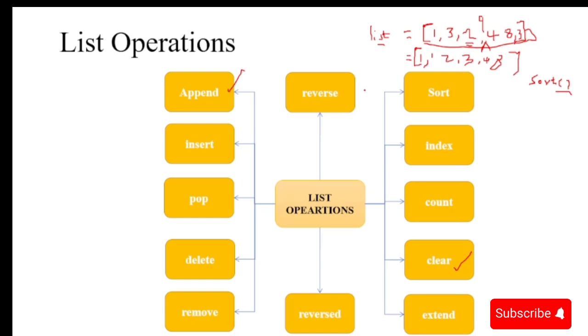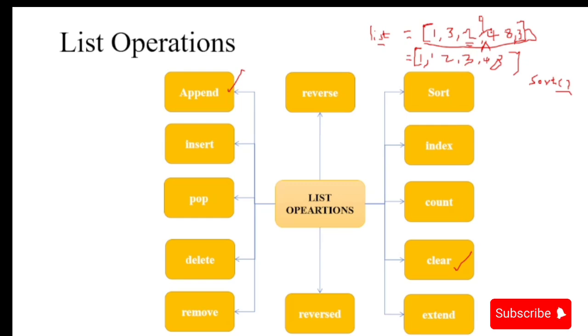So I will say insert at index 2, and then I specify a number or a value that I want to insert. So insert is used to insert a value at a specified index. And then we have the pop. The pop removes and returns the element of the specified index. So that is if you specify the index that you want to pop a value.